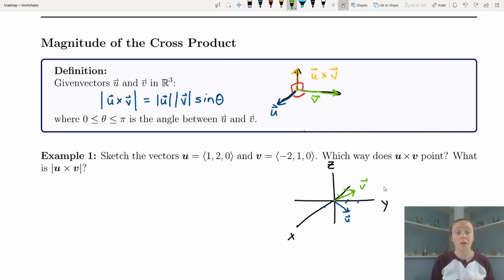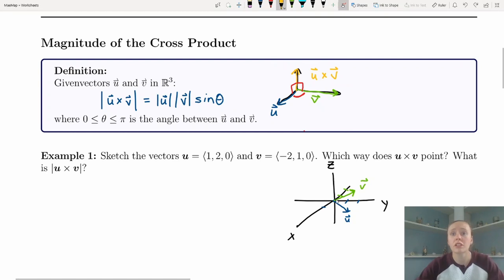Whereas if I asked, how does v cross u point? Well then, my right hand is going to need to be flipped upside down because I'm starting at the head of v, curling towards u. Now my thumb's pointing down. But we'll get into that a little bit. So just something to be thinking about.